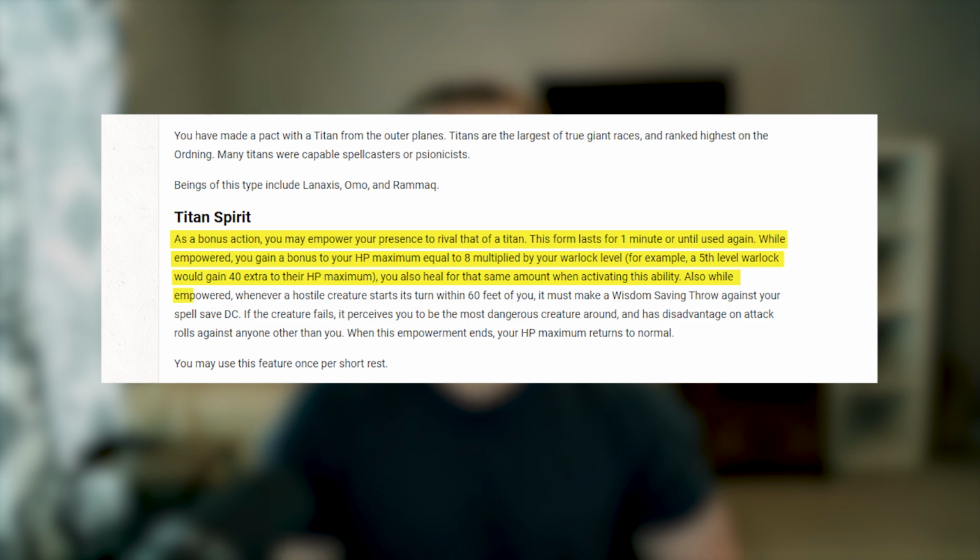Also, while empowered, whenever a hostile creature starts its turn within 60 feet of you, it must make a Wisdom saving throw against your spell save DC. If the creature fails, it perceives you to be the most dangerous creature around, and has disadvantage on attack rolls against anyone other than you. When this empowerment ends, your HP maximum returns to normal. You may use this feature once per short rest.